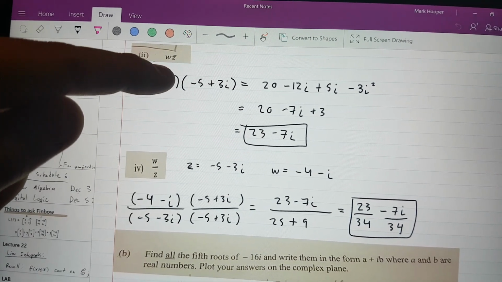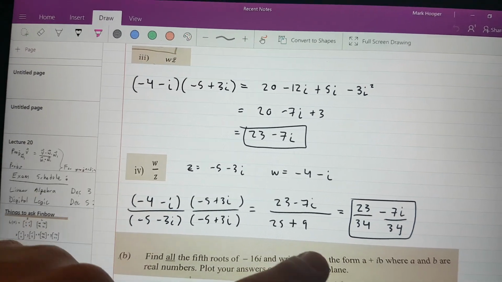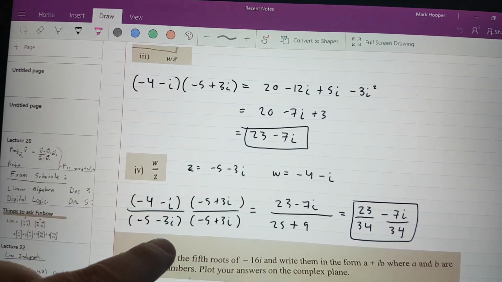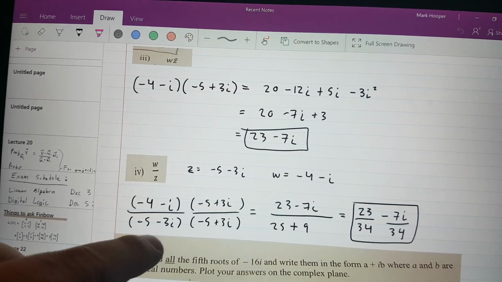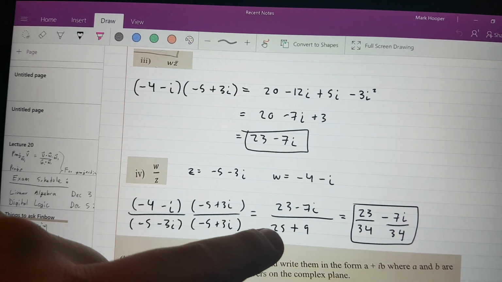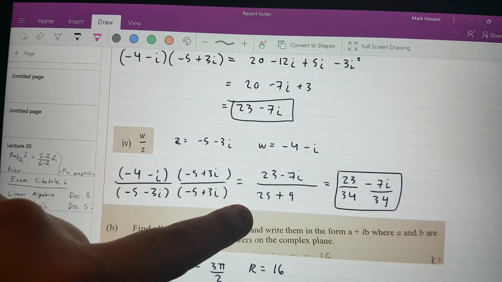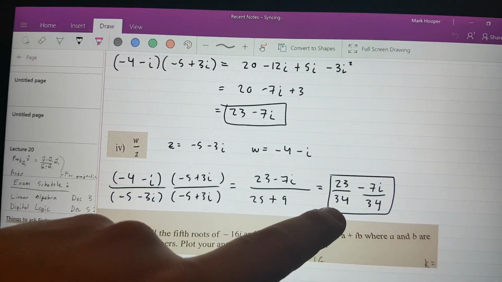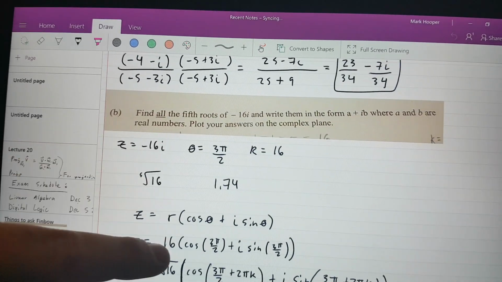You'll notice that w times the complex conjugate of z is this guy right here. So I already have that. And then you go ahead and multiply this out. You're going to get 25 plus 9, because remember, this i is the square root of minus 1. And if you want an a plus bi form, there you go.